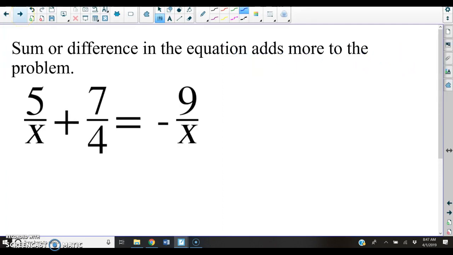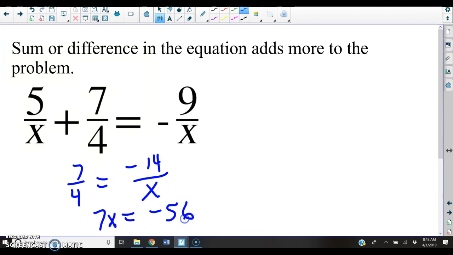Okay. This one. There's a couple different ways to do this. Some of you are going to say right away, well, if I move so I have the 5x on the other side, I would have 7 over 4 equals negative 14 over x. And now I can cross multiply. 7x equals negative 56. So x is negative 8. And the other method you could do, by the way, that checks.